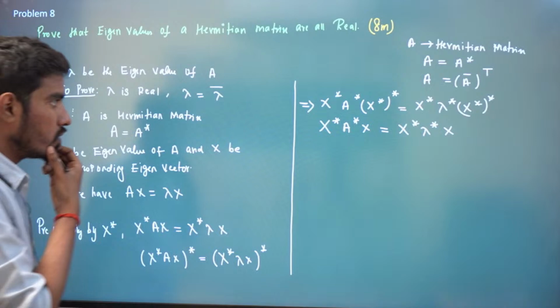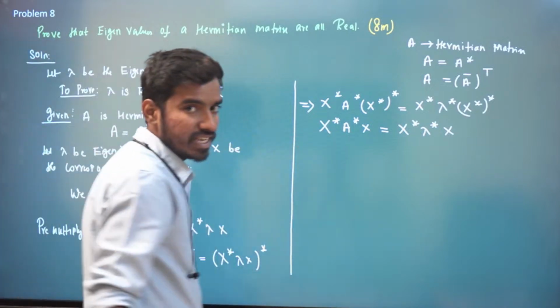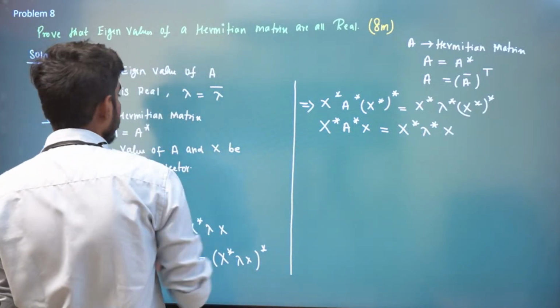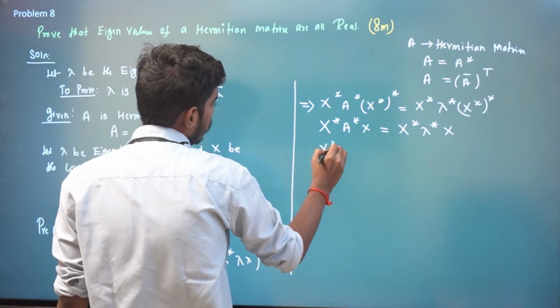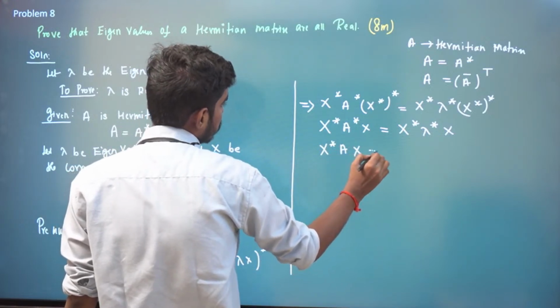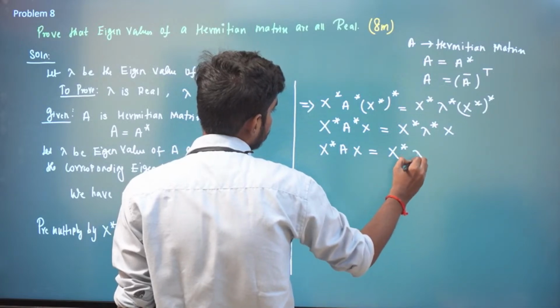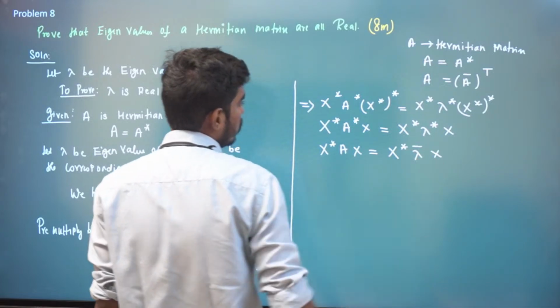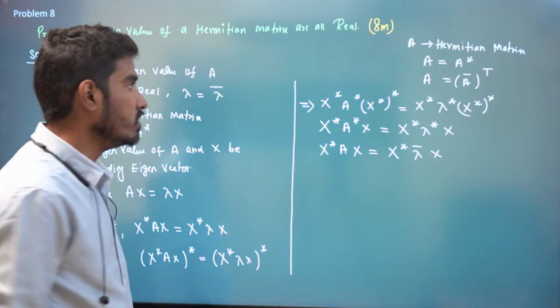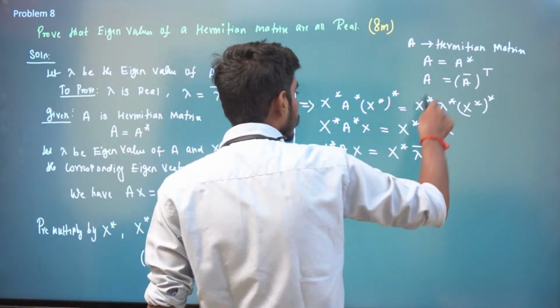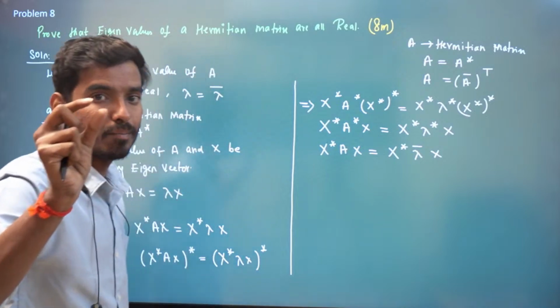Now A star is the same as A, we know, right? Because this A is a Hermitian matrix. So x star Ax. What is lambda star actually? Lambda star is nothing but lambda bar. Yes or no? What is A star? A bar transpose. This lambda is a scalar, it is a number.